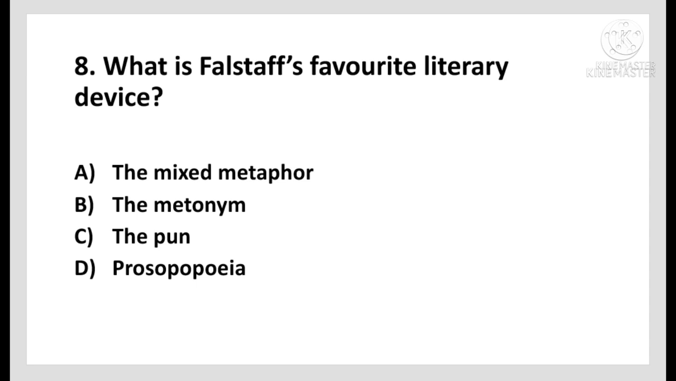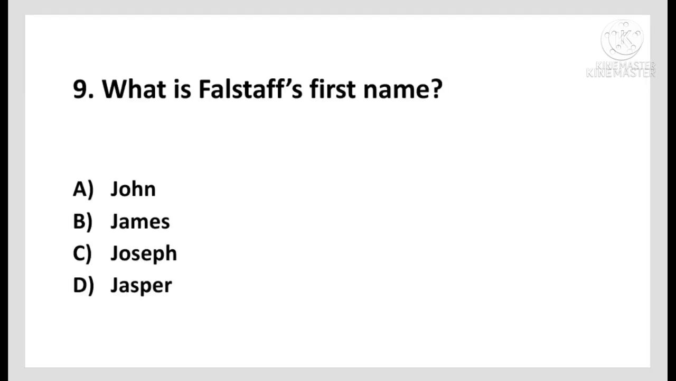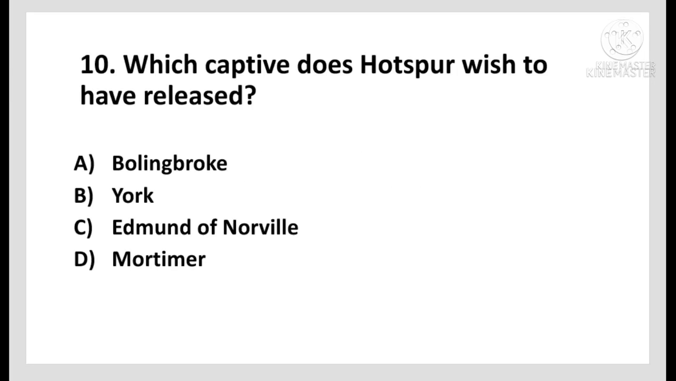What is Falstaff's favorite literary device? The mixed metaphor, the metonymy, the pun, prosopopoeia. Answer: the pun. What is Falstaff's first name? John, James, Joseph, Jasper. Answer: John. Which captive does Hotspur wish to have released? Bolingbroke, York, Edmund of Novel, Mortimer.